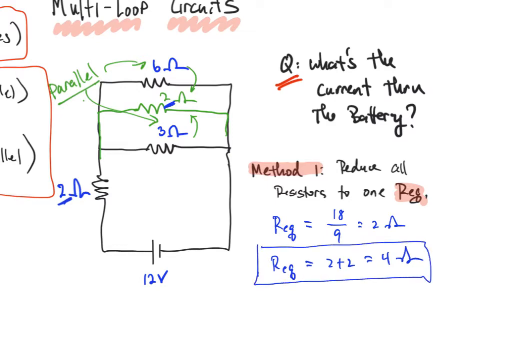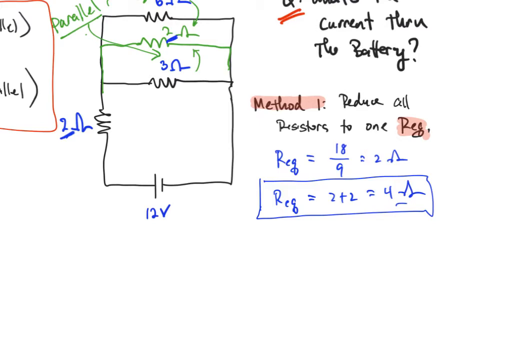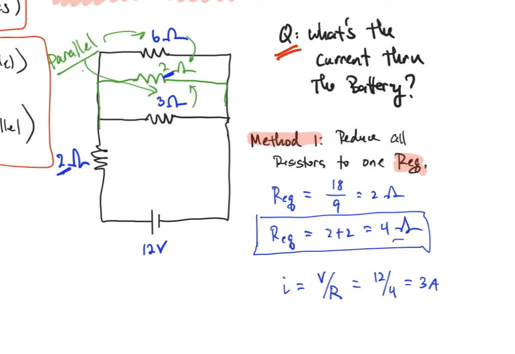In other words, I can think of this multi-loop circuit as though it were a circuit with a battery of 12 volts and a single 4 ohm resistor. And then to calculate the current from there is fairly trivial. I can simply say that the current is equal to the voltage divided by the resistance, or the EMF divided by the resistance. And that would give me 12 over 4, or 3 amps. So that's method 1. We'll get to method 2 in a minute.